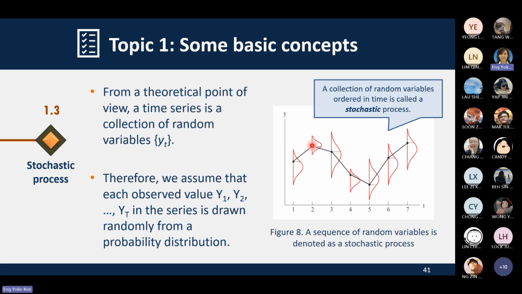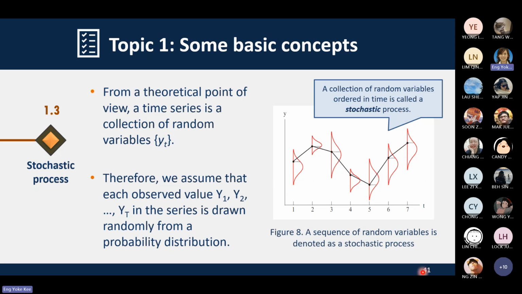Okay, so this is the probability that you observe this value. Each data point is subject to probability. From a theoretical point of view, each data point is a random variable. Therefore we assume that each observation value is drawn from a probability distribution. It means the whole process here is a stochastic process, right?